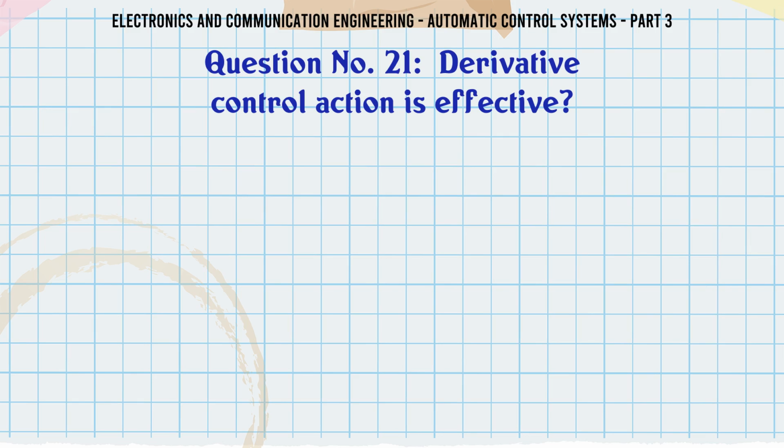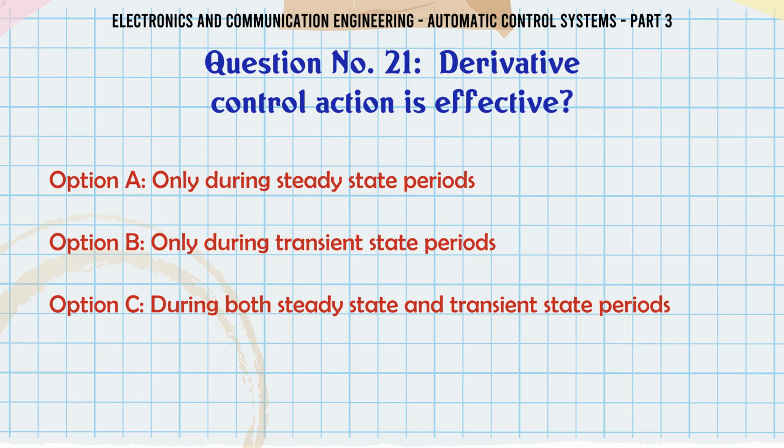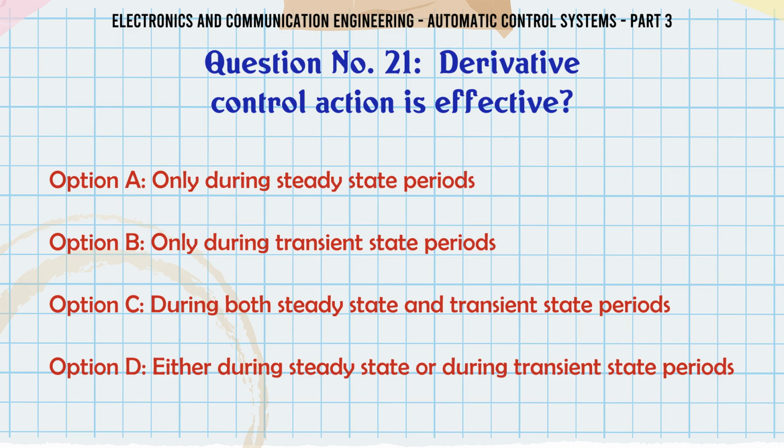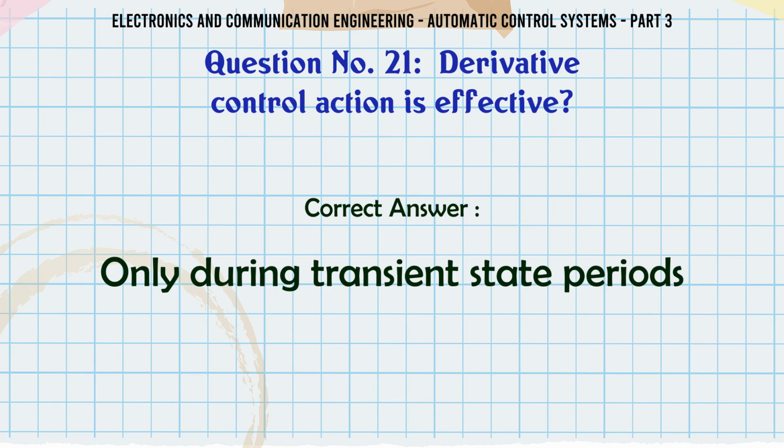Derivative control action is effective A. Only during steady state periods. B. Only during transient state periods. C. During both steady state and transient state periods. D. Either during steady state or during transient state periods. The correct answer is only during transient state periods.